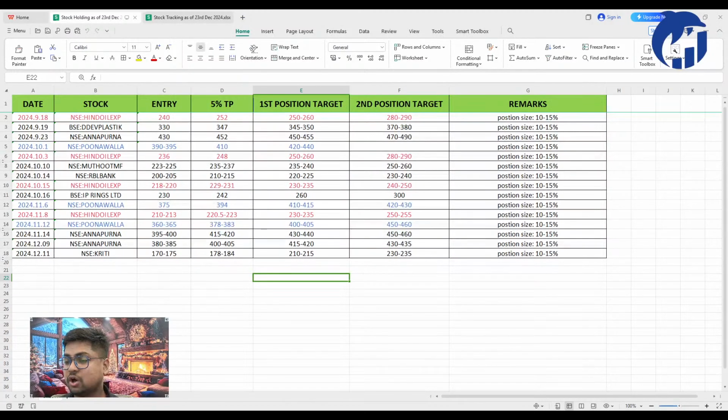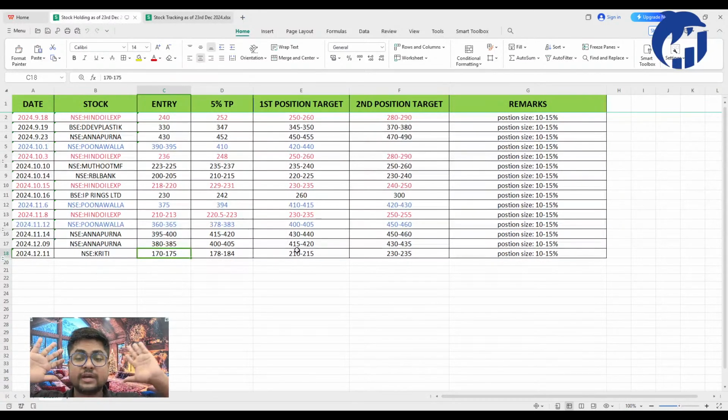So these are the stock holdings we have as of now: RBL Bank, IP Wings, Kriti Industries. The latest entry we made was in Kriti Industries, at 170 to 175, right? And the 5% target price was at 178 to 184. So this was the target price for Kriti Industries, and the first position target is at 210 to 250, which is far away as of now.